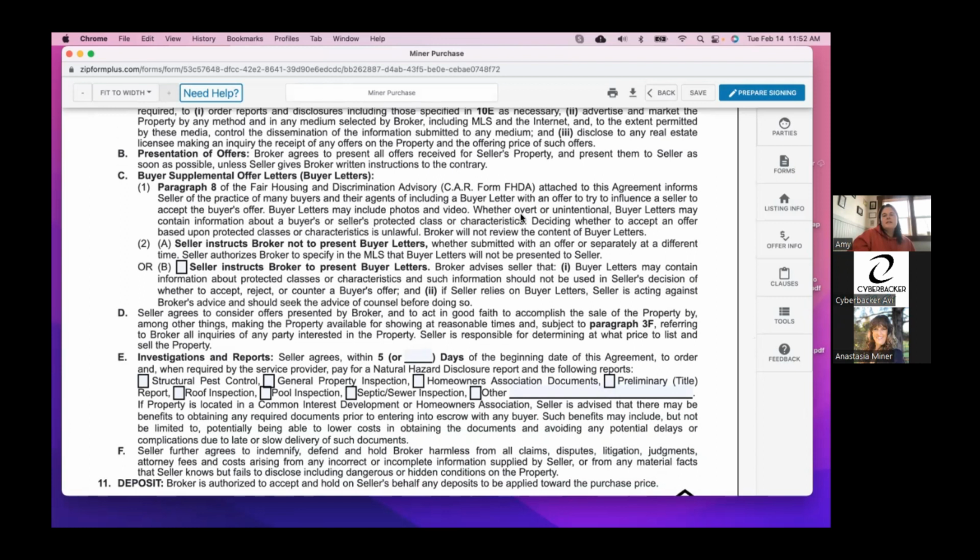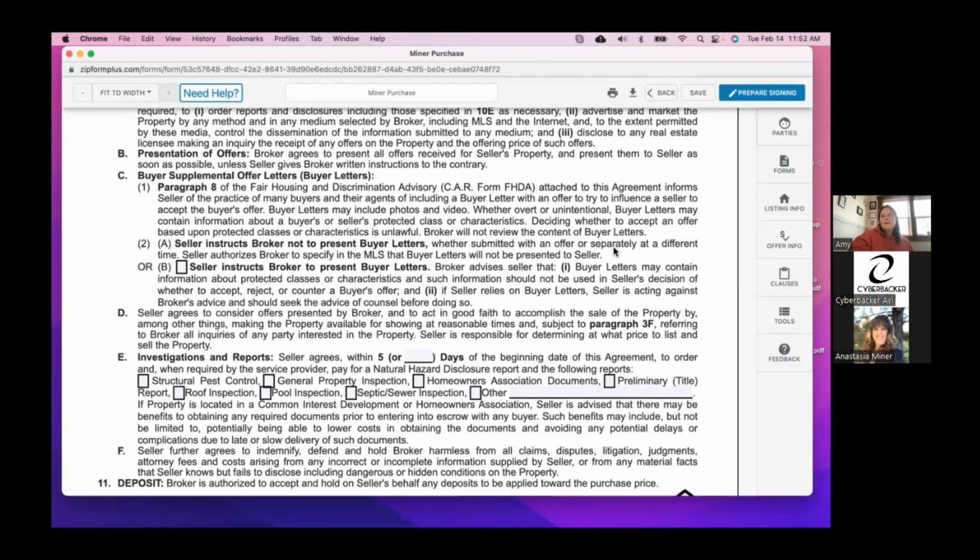Whether overt or unintentional, buyer letters may contain information about a buyer's or seller's protected class or characteristics. Deciding whether to accept an offer based upon protected classes or characteristics is unlawful. Broker will not review the content of the buyer letters. Seller instructs the broker to not present buyer letters, whether submitted with an offer or separately or at a different time. Seller authorizes the broker to specify in the MLS that buyer letters will not be presented to the seller.